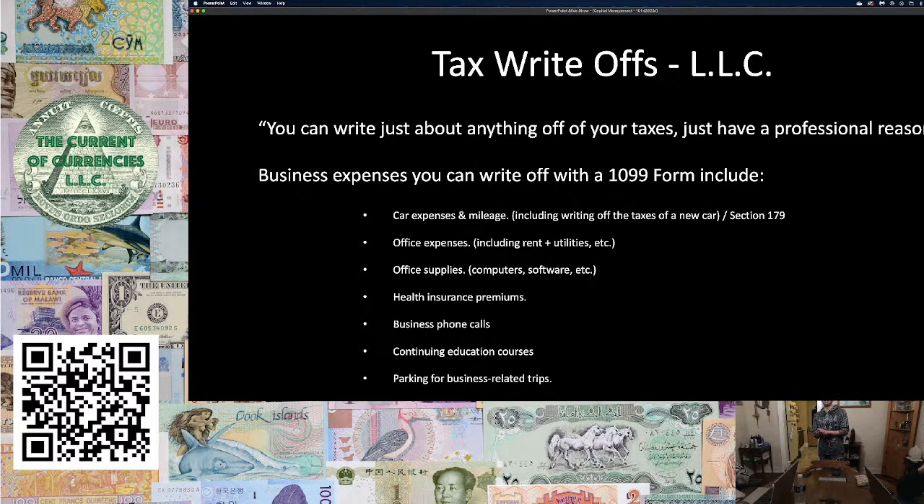Business expenses can be written off with a 1099 form. These include car expenses and mileage, office expenses, office supplies, health insurance premiums, business phone calls.